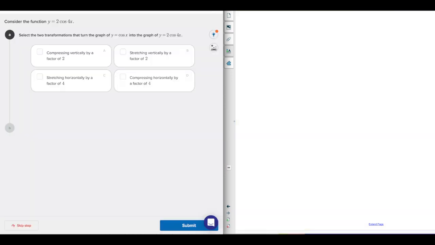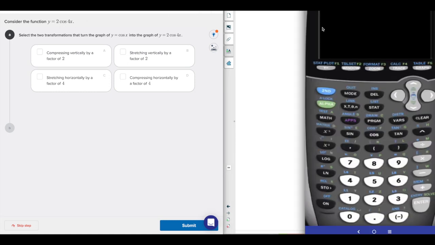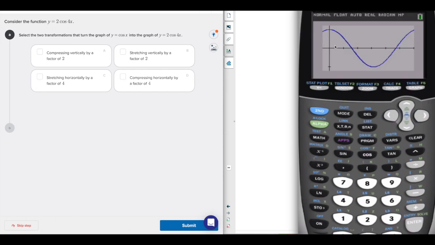All right, now let's do an example problem here. As you can see, it says y equals 2 cosine 4x. So this is a transformation from cosine. The normal cosine graph looks like this. So the sine graph started from 0, cosine starts from 1. So this will be one full cycle for cosine from here to here.